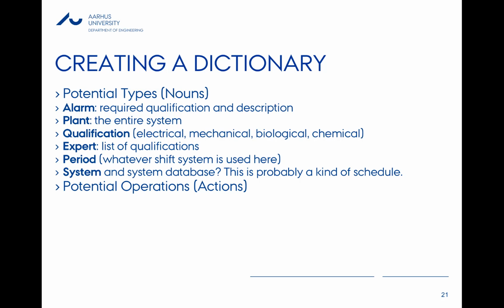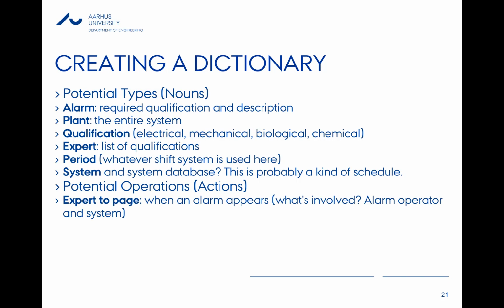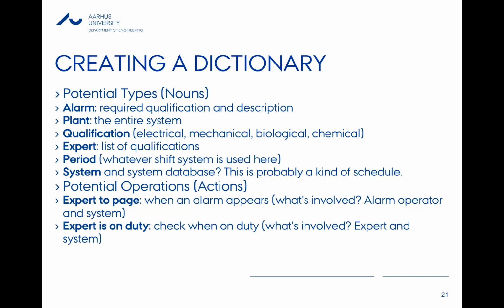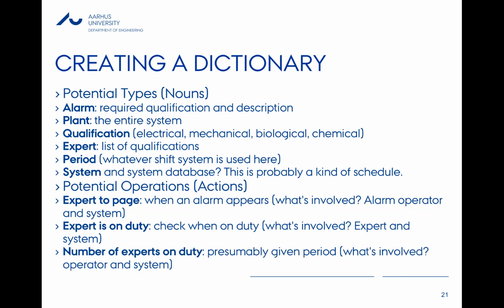The potential operations and functions that need to be taken care of include an expert to page. So when an alarm appears, what's involved? We have an alarm, an operator, and a system, and we need to find someone who can deal with it. Expert is on duty. It's a matter of checking when you are on duty. It's probably an expert and a system that needs to be interacted with in order to find out if I'm going to be on duty at a particular time.